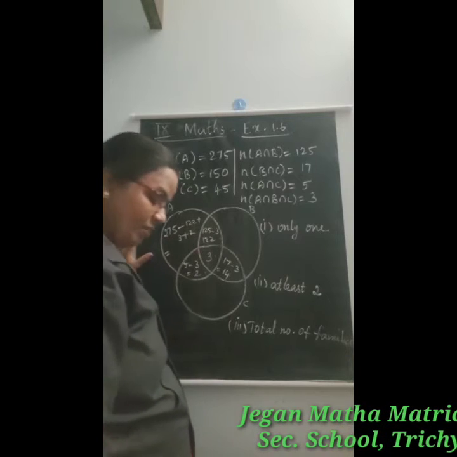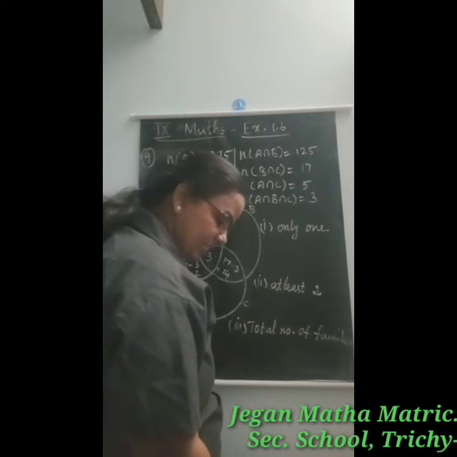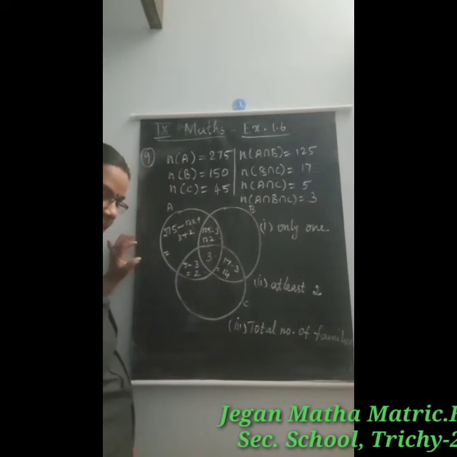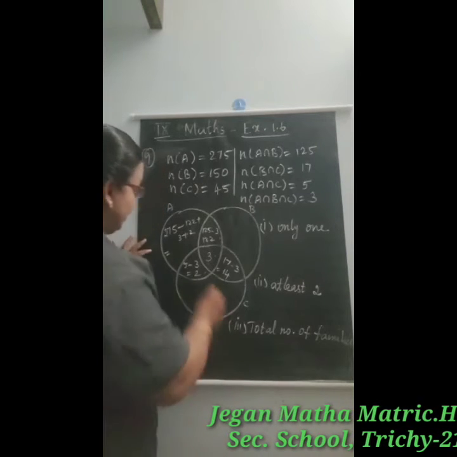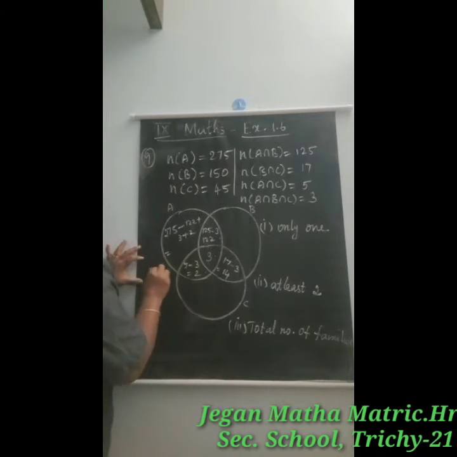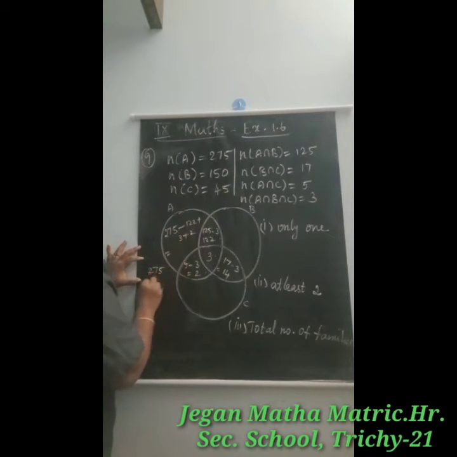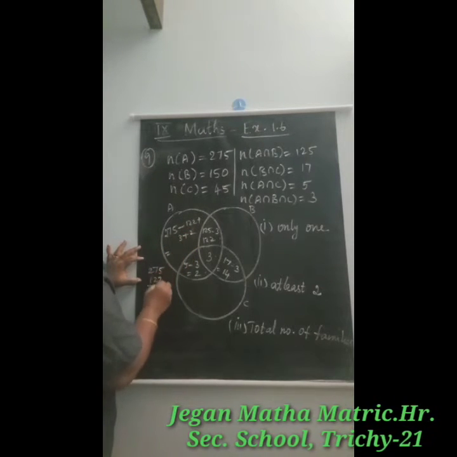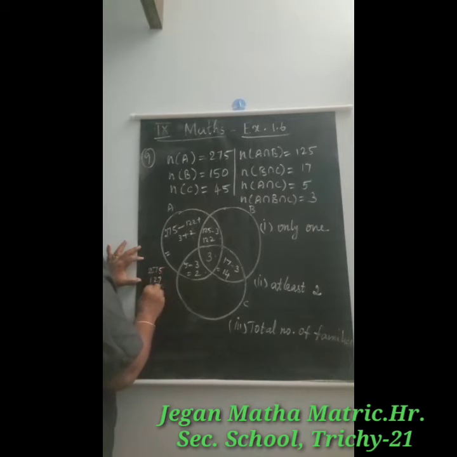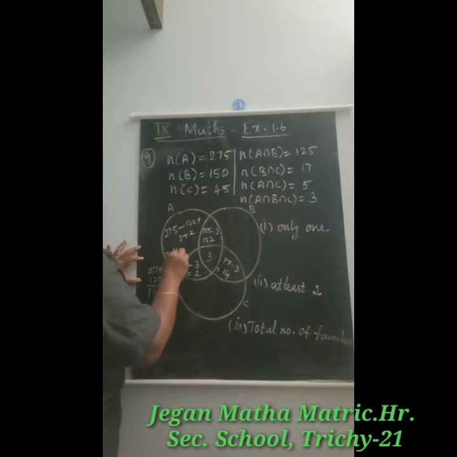127 means 275 minus 127. We will get 148. Sorry, 148. That is 275 minus 122, 124, 127. So 8, 6, 4, 1, 148.